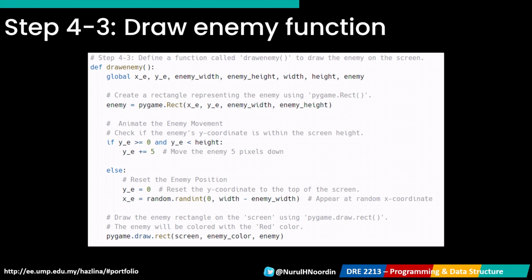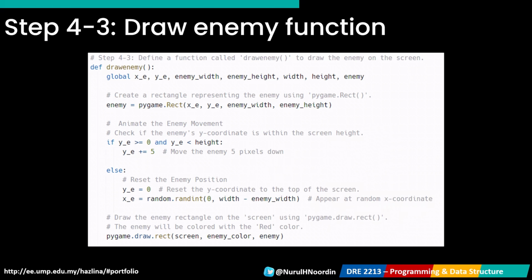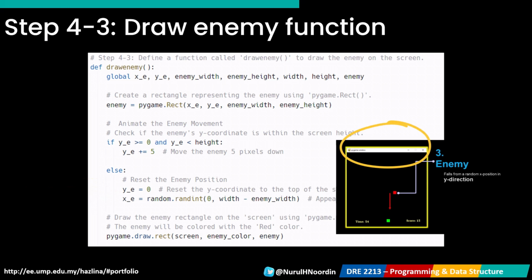Now, let's animate the enemy's movement. We check if the enemy's y coordinate is within the screen height. If so, we move the enemy 5 pixels down. If the enemy goes off the screen, we reset its position. The y coordinate is set to 0, positioning it at the top of the screen, while the x coordinate is randomly chosen, allowing the enemy to reappear at different horizontal positions.